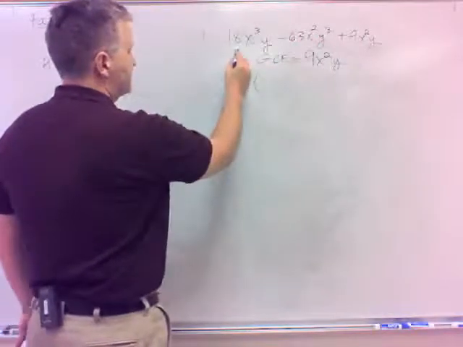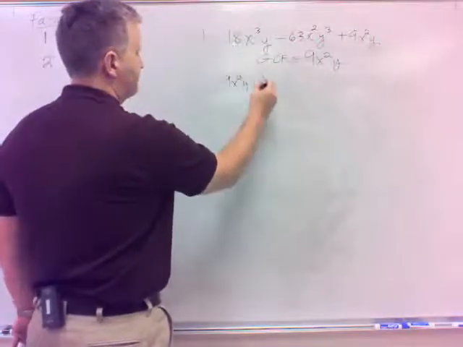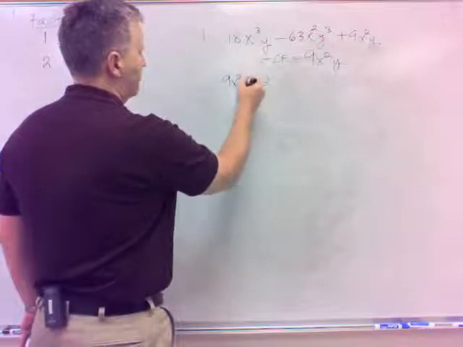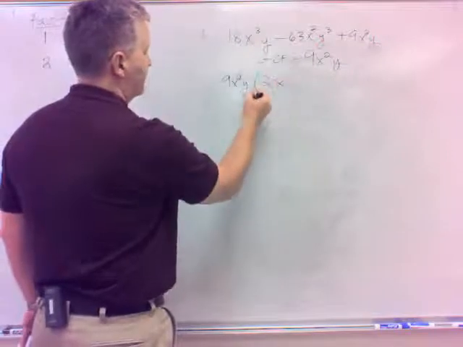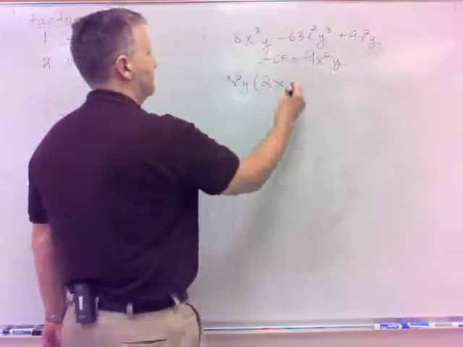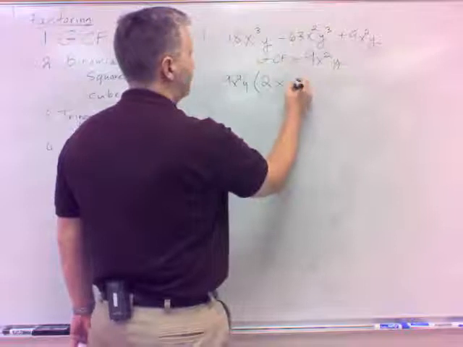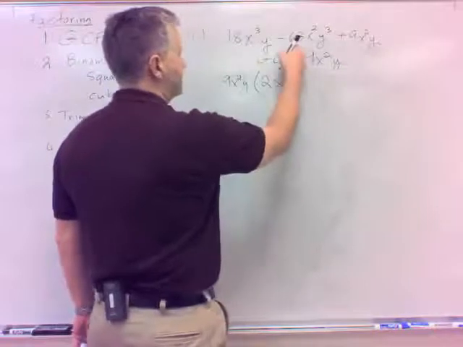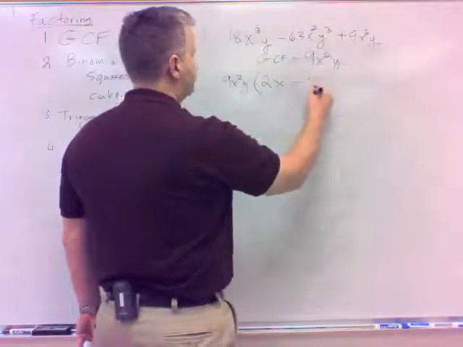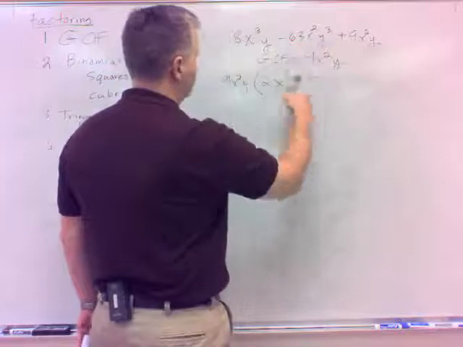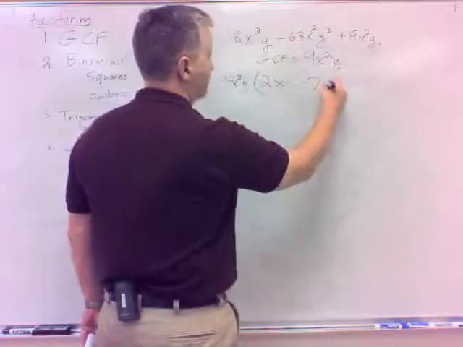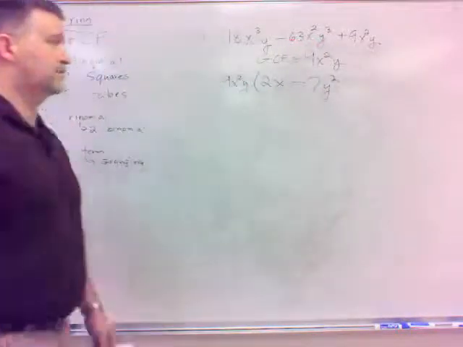Now do this one, just dividing it, so that'd be 2. X cubed, take out an x squared, you got an x. Y, take out a y, you got 1. So it's just 2x there. 63, take out a 9, you got 7. Take out x squared, it's gone. Take out y, you got y squared. So 7y squared, minus 7y squared for the middle.